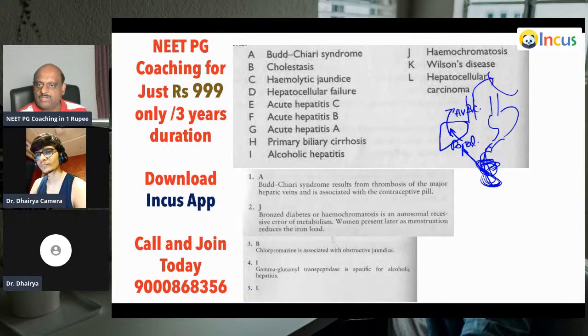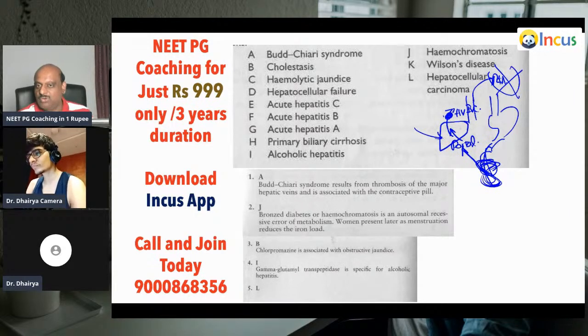Inferior vena cava takes the blood into the right side of the heart, all of you know very well, into the right atrium. अभी क्या हो गया? हेपेटिक वेन के अंदर थ्रोम्बोसिस हो गया. जब थ्रोम्बोसिस हो गया, क्या हो गया? ट्रैफिक जाम हो गया. The blood is unable to leave the liver and enter into the IVC.